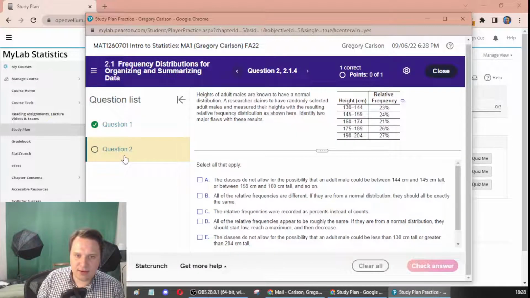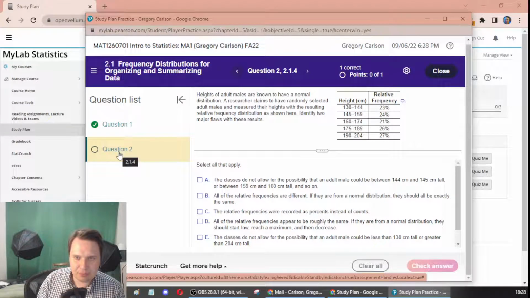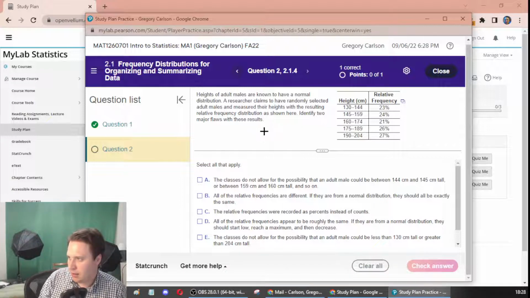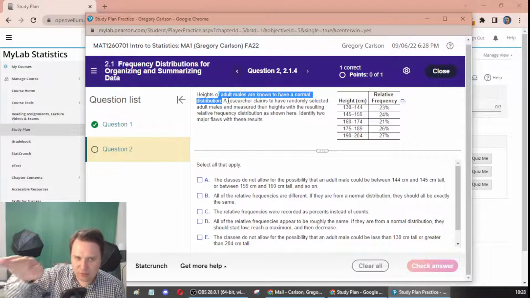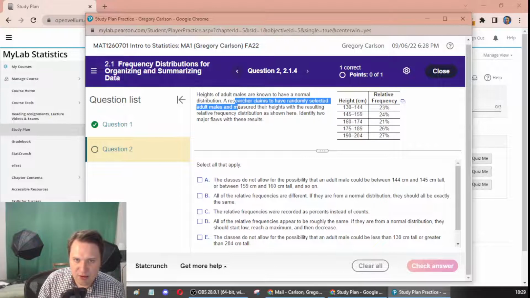Now on this one, they're going to say, identify some flaws with the results. So heights of adult males are known to have a normal distribution. That would be a bell curve. Normal distribution, remember, is that all-important bell curve. A researcher claims to have randomly selected adult males and measured their heights with this relative frequency.